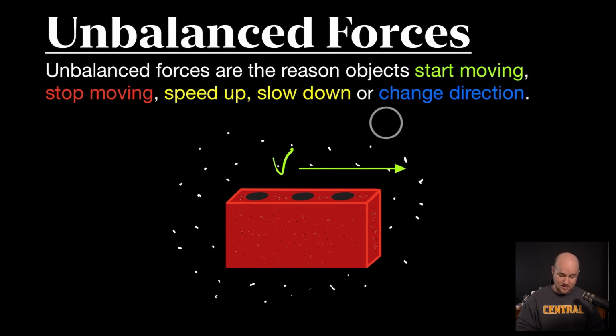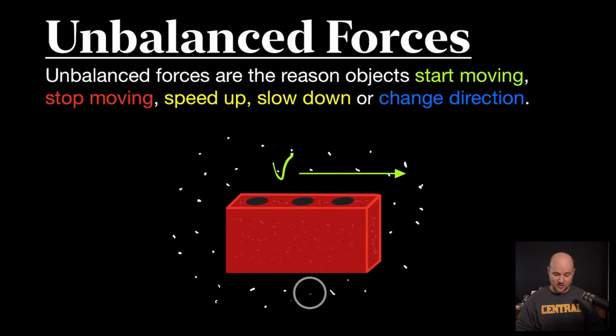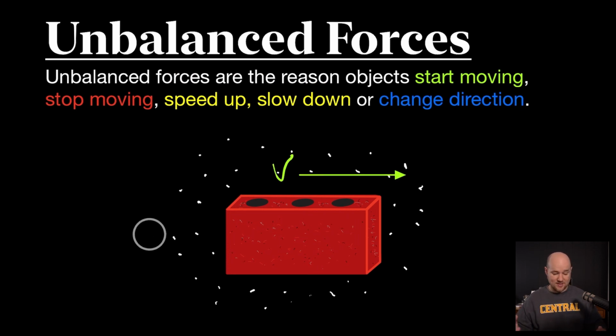So this piece of space debris is our outside force, and it's crashing into the space brick in all these different directions. And as it's crashing into the space brick, it can either make it start moving, make it stop moving, speed it up, slow it down, or change its direction. And this piece of space debris is basically our outside unbalanced force.